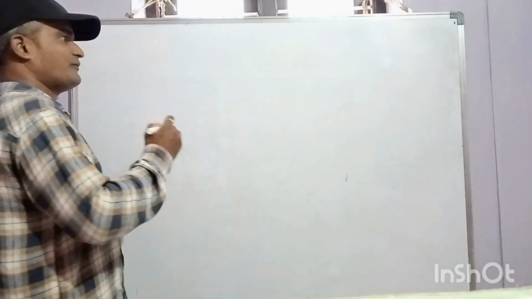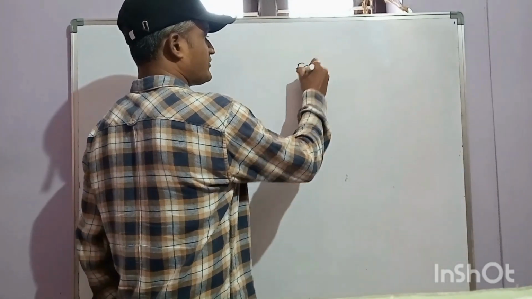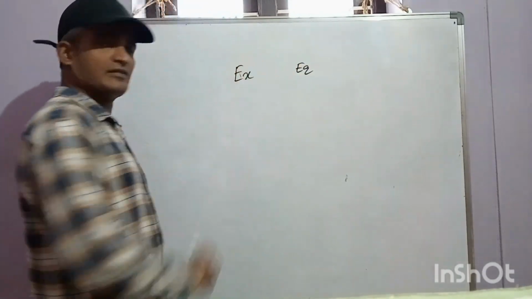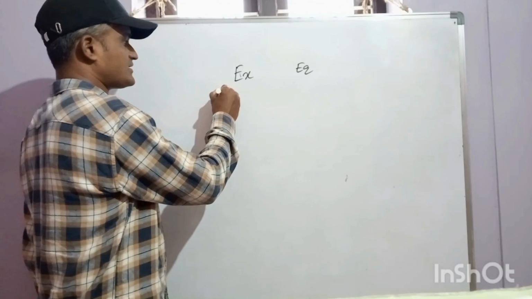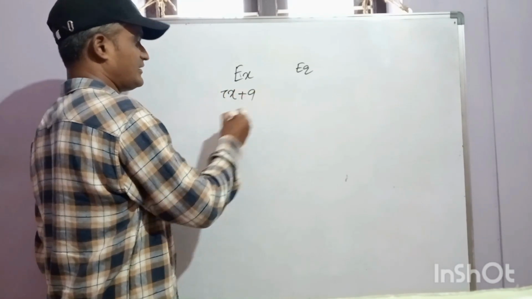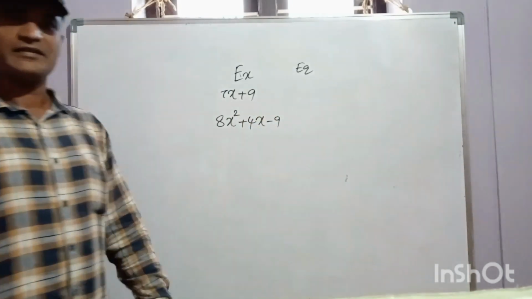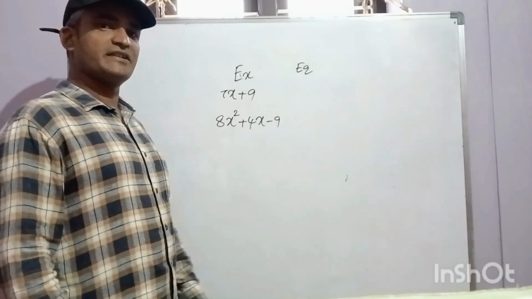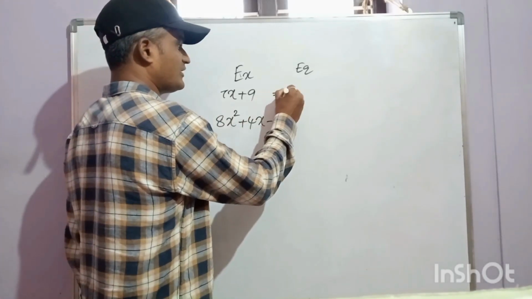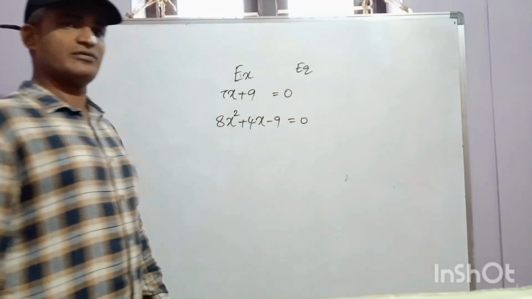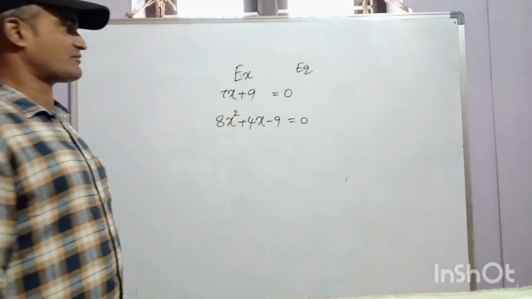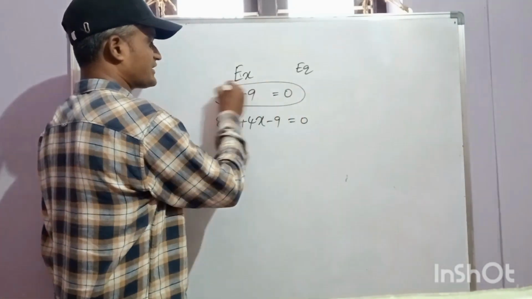So what is an equation? We have learned so many polynomials and equations. First, know the difference between an equation and an expression. An expression is like 7x plus 9, or 8x square plus 4x minus 9. These are expressions. But if these expressions are equal to 0, you can call them equations. Okay, so these are the equations.